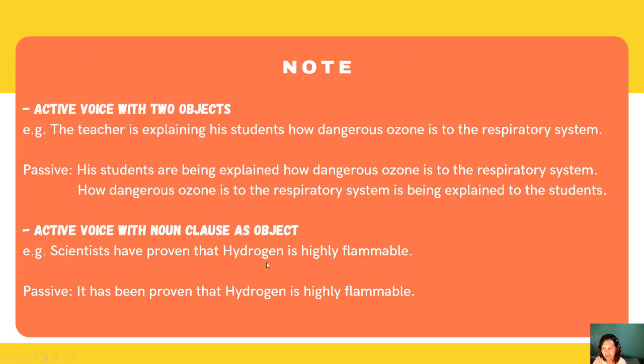Scientists have proven that hydrogen is highly flammable. So this noun clause can stay here if the subject is general. Scientists or people or they, if it is general, you don't have to move the noun clause to be the subject, so just leave it here. Then to fill this place you put it. So it has been proven that hydrogen is highly flammable. You can have it also with other conjunctions of the noun clause, like WH question, like what, when, how hydrogen, why hydrogen, like that. So again, if the subject of the active sentence is general, you can put it in this kind of structure.